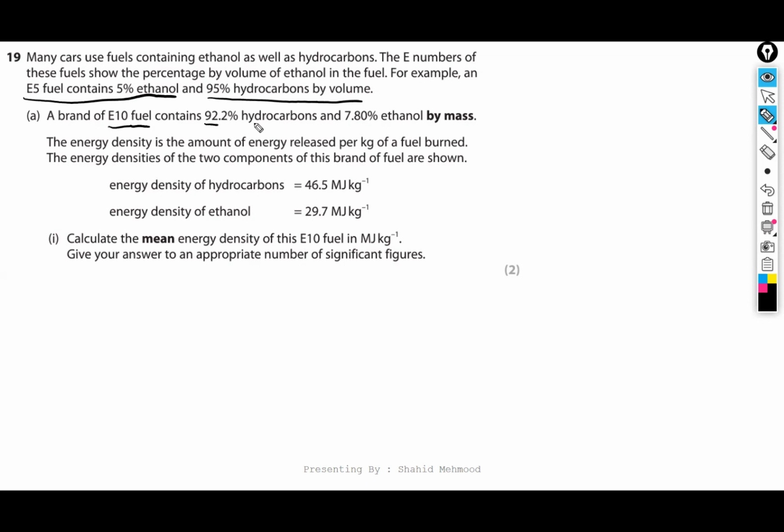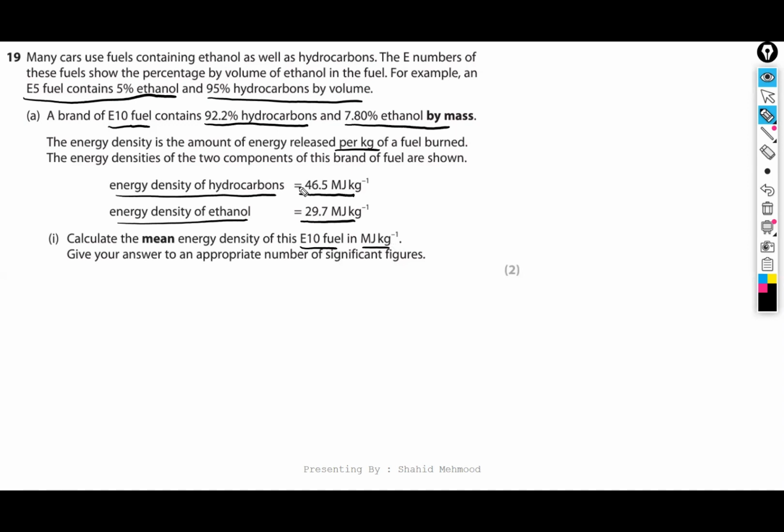A brand of E10 fuel contains 92.2% hydrocarbons and 7.80% ethanol by mass. The energy density is the energy released when the fuel burns. The energy densities of the two components of this brand of fuel are shown. The energy density of the hydrocarbon is given to us as 46.5 megajoule per kilogram, while the energy density of ethanol is 29.7 megajoule per kilogram. Question A1 is: calculate the mean energy density of this E10 fuel in megajoule per kilogram.